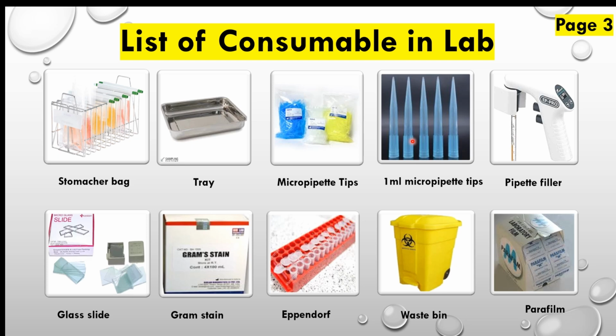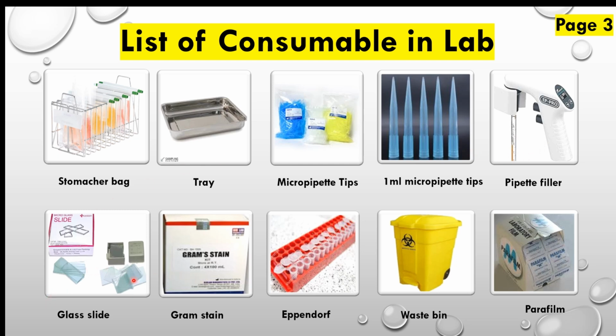Micro tips, as we already discussed in our equipment section. For micropipettes, we need the tips required for that. These are the pipette fillers, electronic pipette fillers. We will check and release according to our requirements, and we add different volume-based pipettes. Glass pipettes are normally used with this filler.